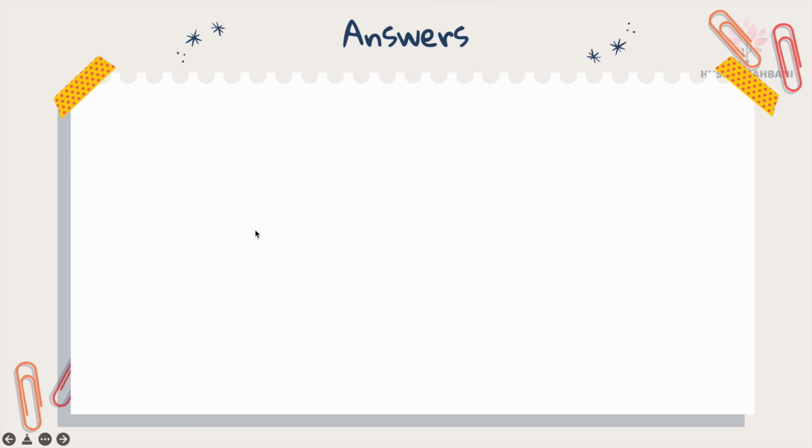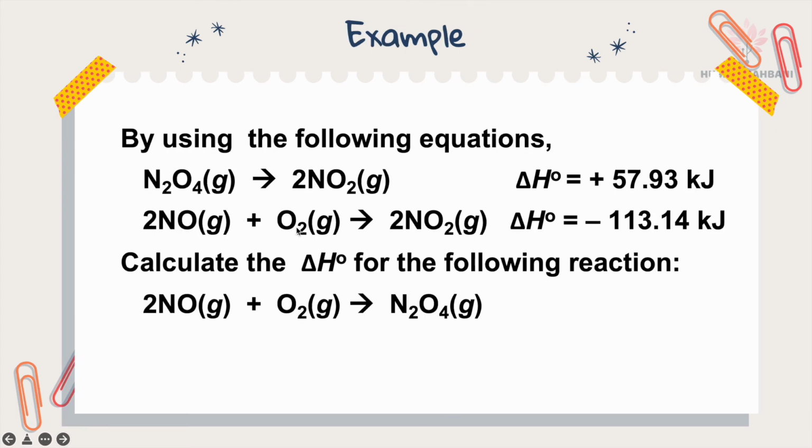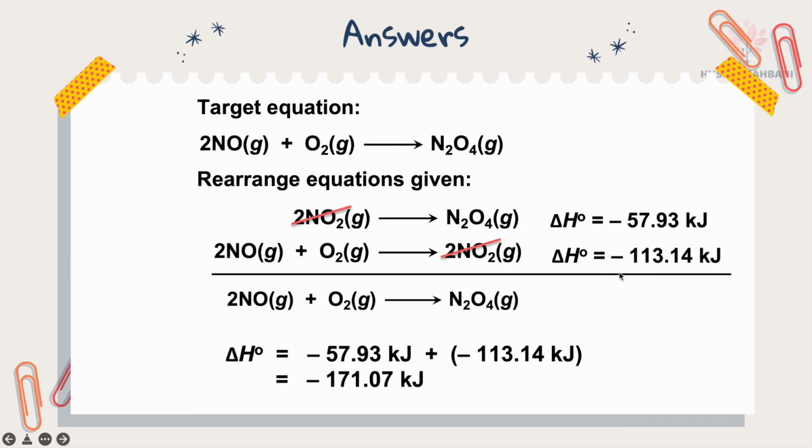And for the next one, 2NO plus O2. So here 2NO plus O2 are the reactants, and in the target equation they are reactants as well. So you don't need to reverse this equation, and you don't need to multiply by anything because this is 2 moles, 2 moles, 1 mole, 1 mole. So just write it down as it is and write down the delta H. Add these two values of delta H, and it will be the delta H for the target equation. So delta H equals negative 57.93 kilojoules plus negative 113.14 kilojoules, and the answer is negative 171.07 kilojoules.